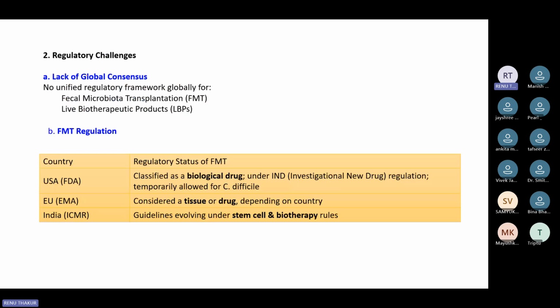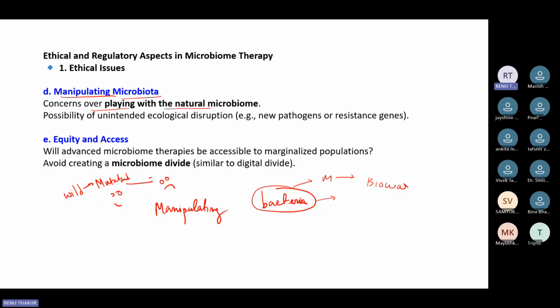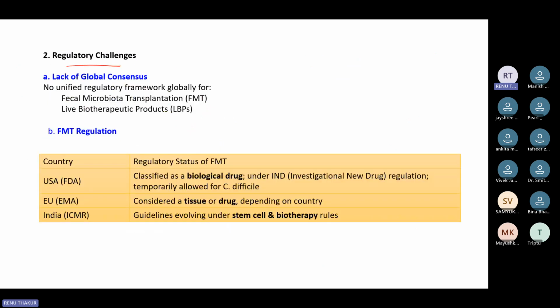Now, what are the regulatory challenges? All these are ethical challenges. Now, what are the regulatory challenges associated with fecal microbiota transplantation, or whole gut microbiome therapy? Lack of global consensus: no unified regulatory framework globally for FMT and LBP. LBP is live biotherapeutic products.